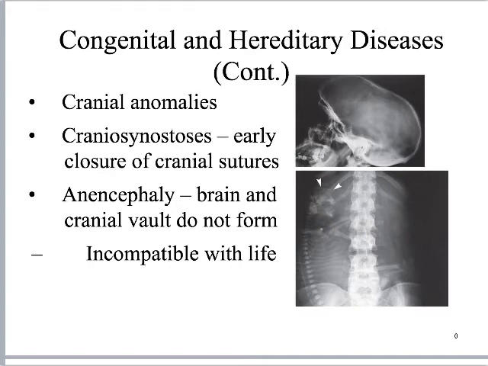Generally this is diagnosed with ultrasound, but we can see here an x-ray image of a woman late term in pregnancy, and there's a formation of facial bones, but no formation of the skull.